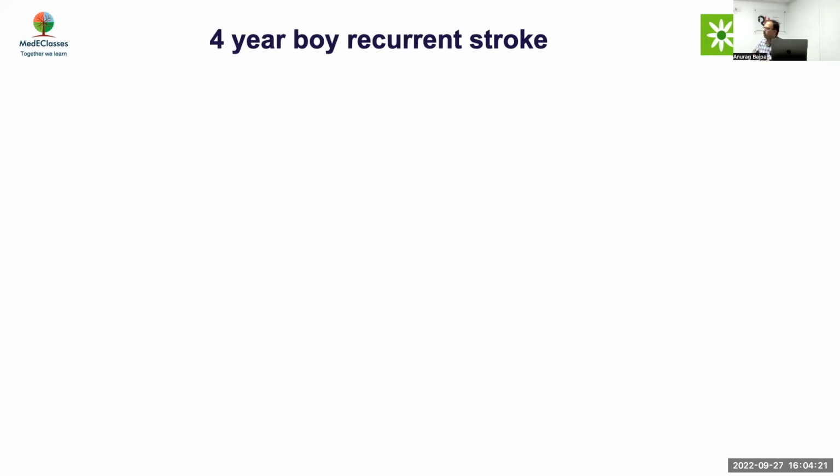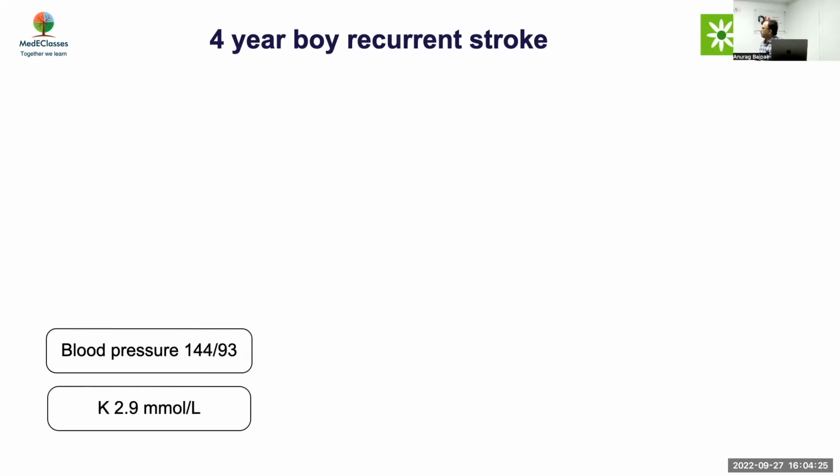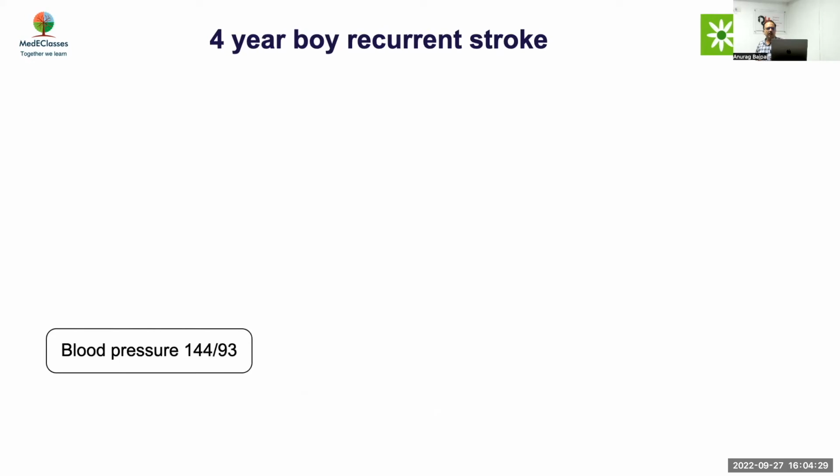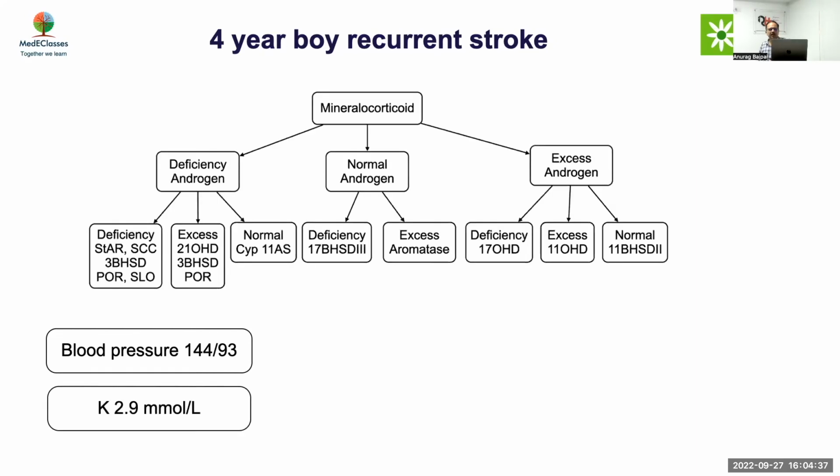Next, a 4-year-old boy with recurrent stroke. Now, what we found out here is that this child had recurrent stroke and blood pressure was high. So that's why he was having a stroke. So mineralocorticoids are in an excess state. Then your potassium was 2.9, again showing the same thing. What will you look at now? Clinically, what will you look at?